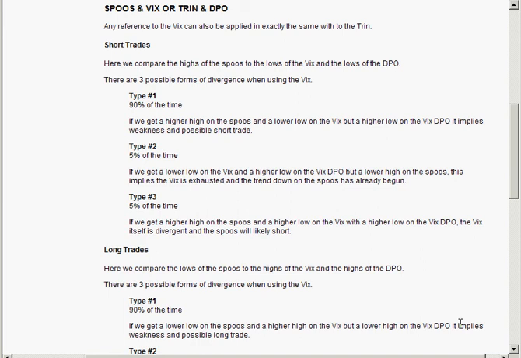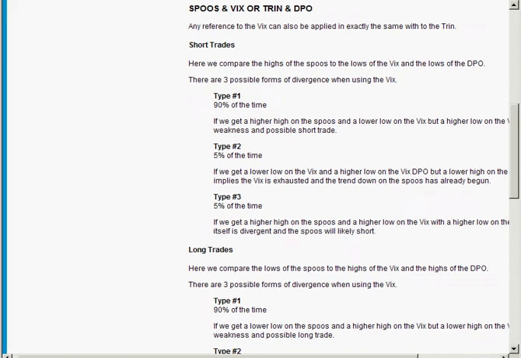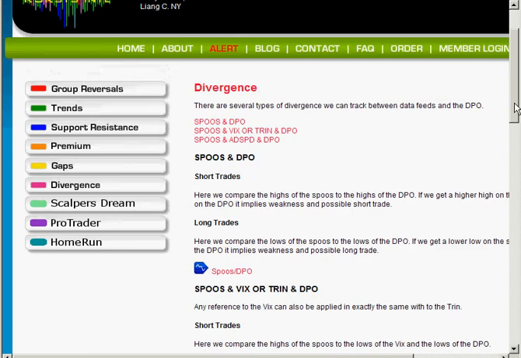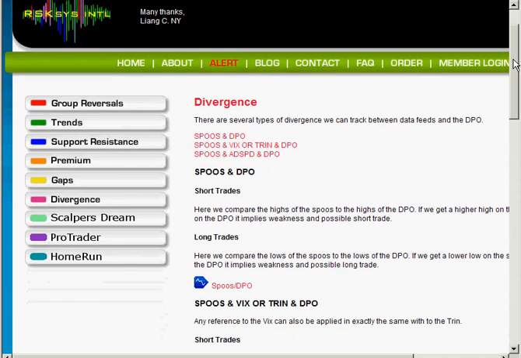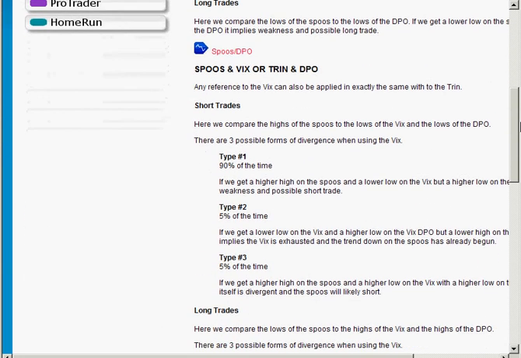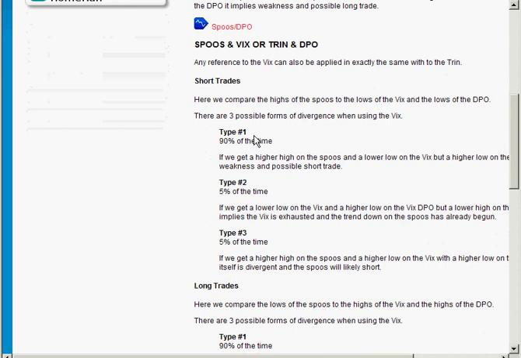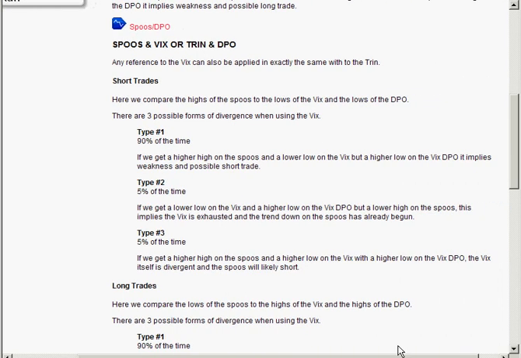Today's video we're going to focus our attention on the subject of divergence. On our website, RSKsys.com, you will find a reference to divergence right here. I would recommend that you go and read over the rules for the three types of divergence, as we're going to talk about each of them in our video today. We'll be looking at the Spoos and the VIX.